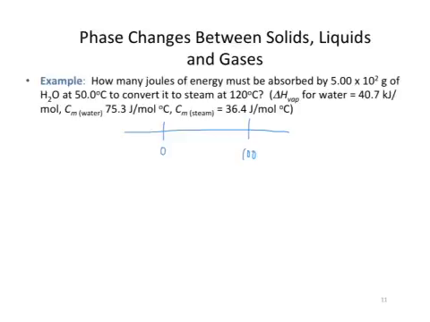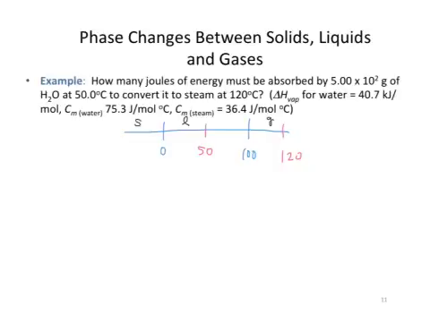And then I mark where we're starting. So we're starting at 50 degrees Celsius, and we're going to go to 120 degrees Celsius. The reason that I've done this is because it helps me keep things straight. I know that below 0 I have a solid, above 0 but less than 100 I have a liquid, and above 100 I have a gas.